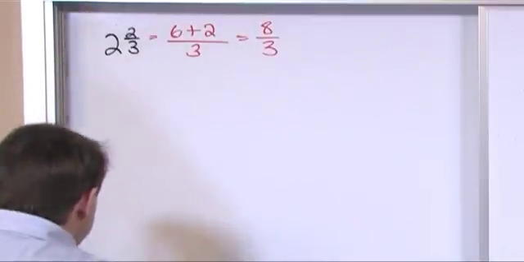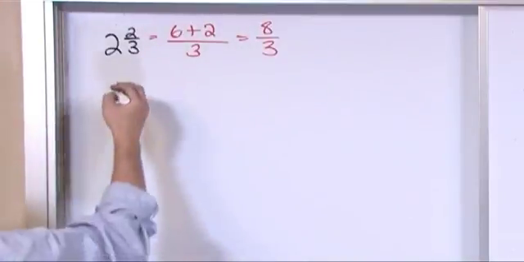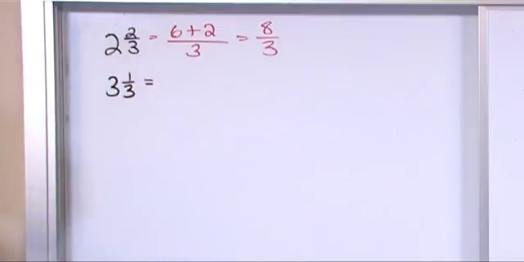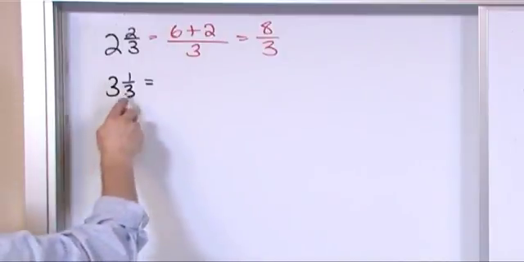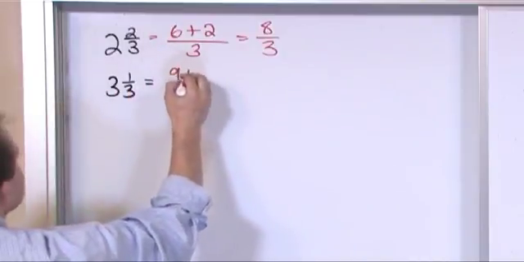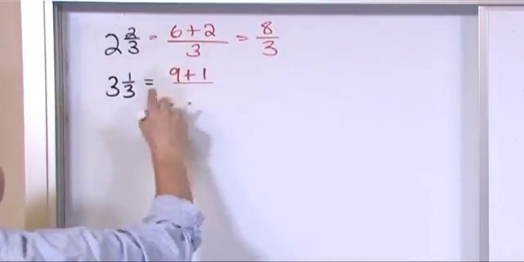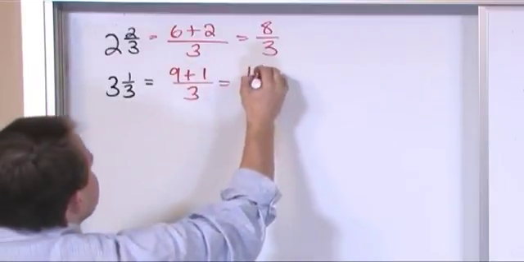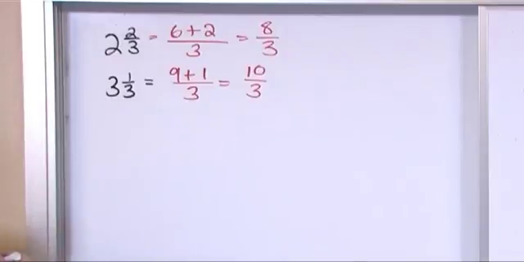All right, what if we have 3 1/3 pizzas? How do you convert that? Well, you always start at the bottom. 3 times 3 is 9, plus the 1 from here, over, you keep the bottom number. Don't do anything to the bottom number. So what you get is 10/3. And that's the answer.